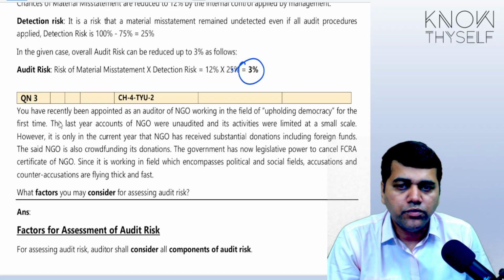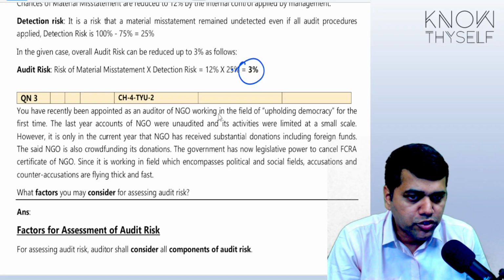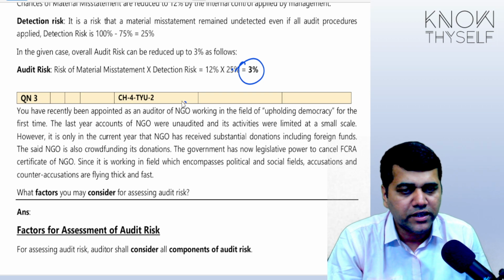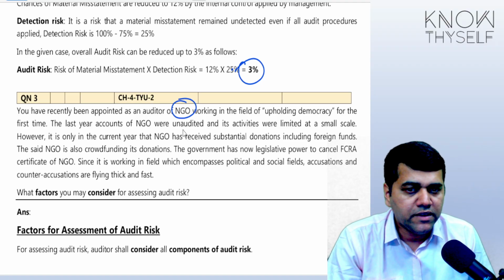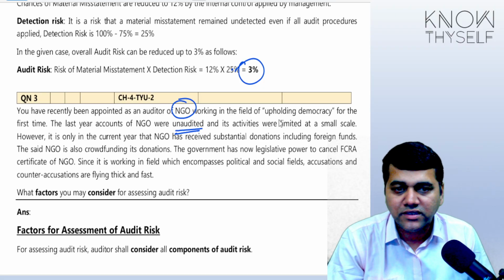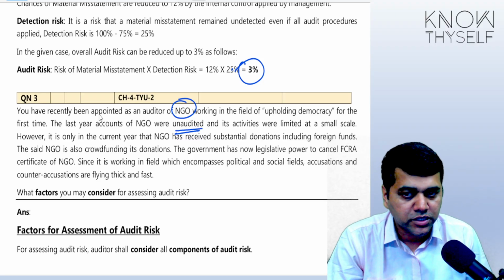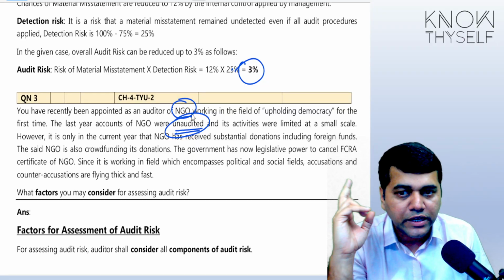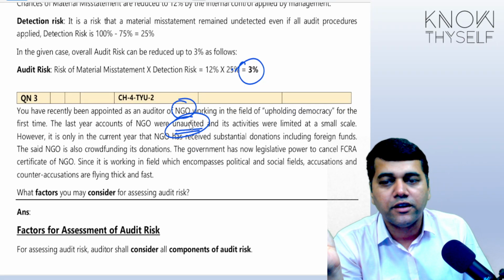You have recently been appointed as an auditor of an NGO in the field of upholding democracy for the first time. Okay, it's an NGO. Last year they were unaudited and its activities are limited in a small scale. Now your opening balance, comparative, all these questions will come into picture. Because when you read this unaudited, no, your mind will go there, your SA 710 and all.